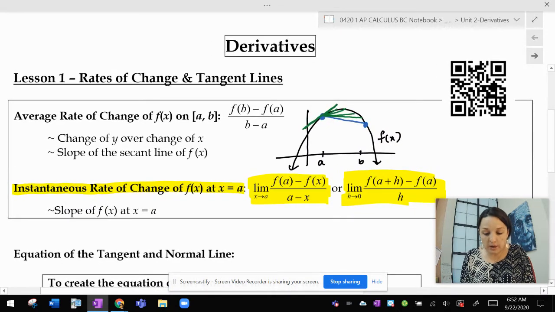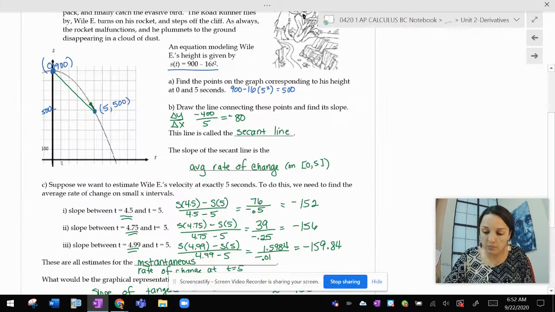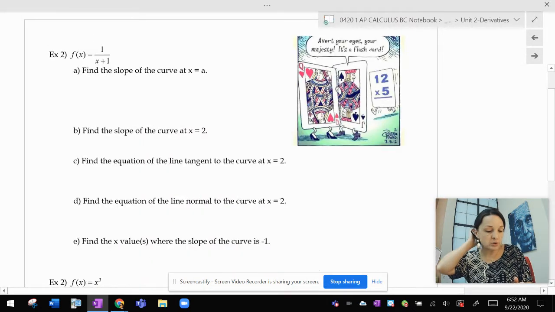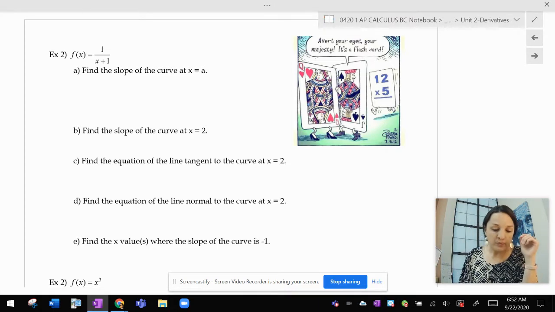We're taking a limit of 2 points A and X, two X values, that as they get closer together, you can find the slope between them to approximate or eventually truly find the instantaneous rate of change at a specific point. So we're going to do that algebraically instead of numerically right now, using that limit definition of a derivative at a point.